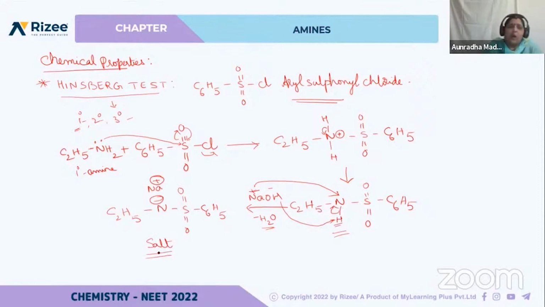So, by observing this reaction, what happens here? Two steps of reaction are occurring in this case. The first step is that the primary amine reacts with aryl sulfonyl chloride. The second step is the reaction with NaOH, and finally it forms such a salt with sodium. So this is in the case of primary amine.